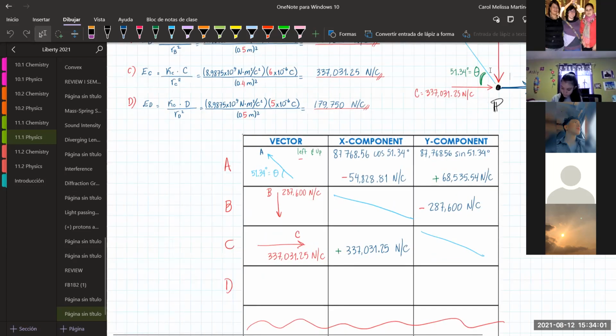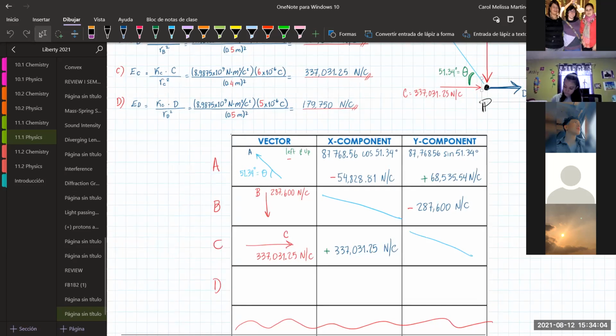And the vector D, as you can see, is also going to the right, and it has this value. So my vector D is also in this direction, and it measures this, Newton over Coulomb. Now, it's just moving horizontally, which means not moving vertically. So the vertical component can be totally ignored. And because it goes to the right, it will be positive.